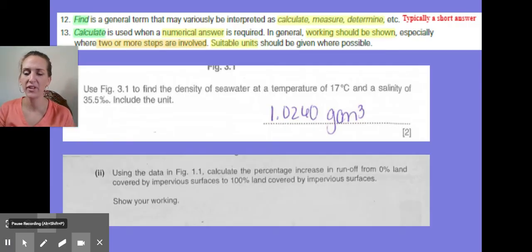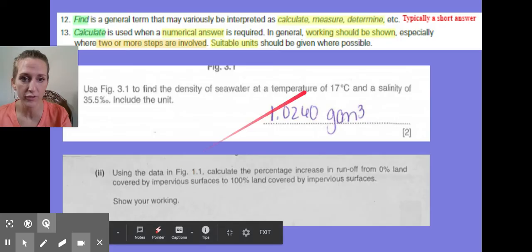Find is typically a very short answer. Find is going to be an easy one. You might have to find the distance between, and then maybe just use a ruler to measure. Find the average. It's pretty simple. It's going to be like calculate, measure, determine. And this one is 2 marks.